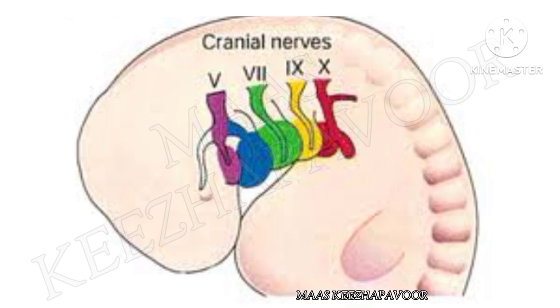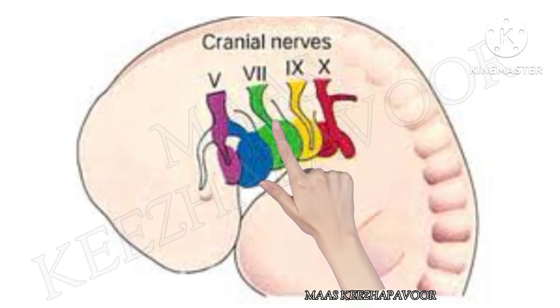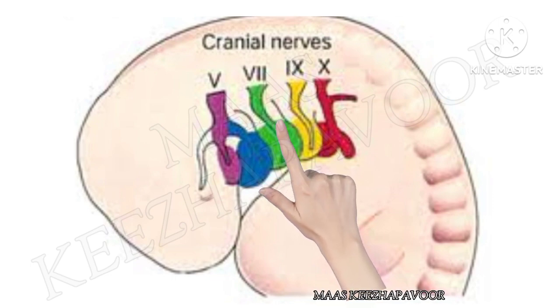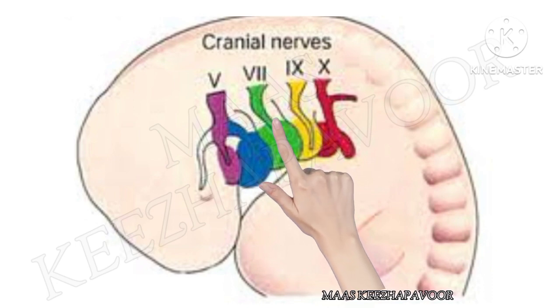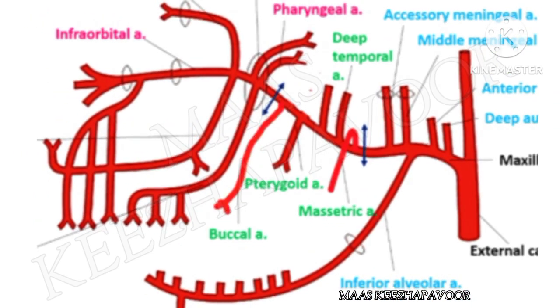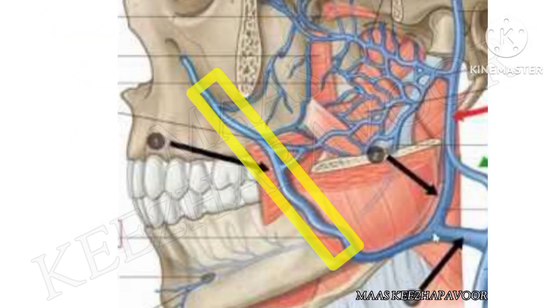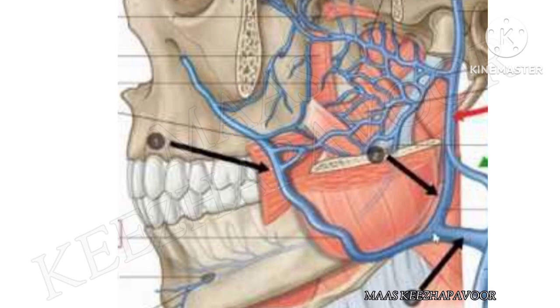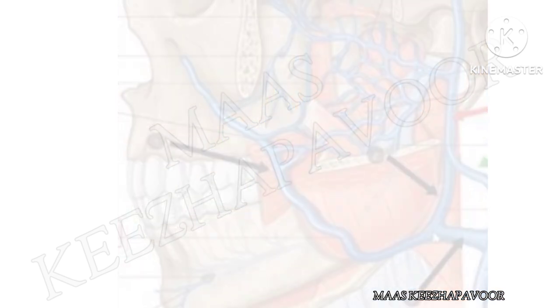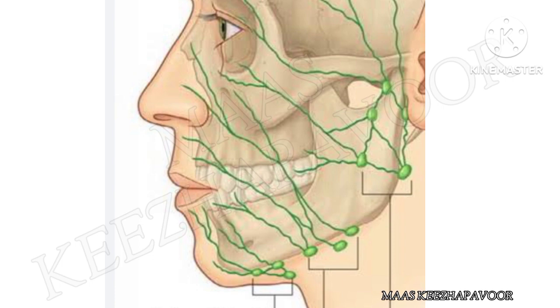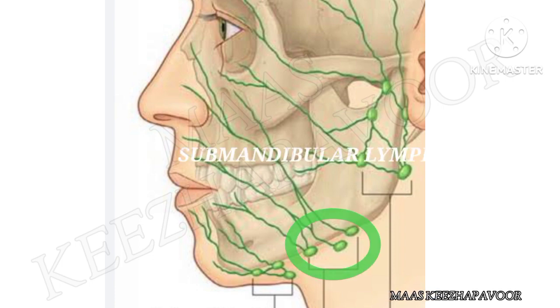Buccinator is developed from the second pharyngeal arch and hence the buccal branches of facial nerve innervate the Buccinator muscle. The buccal branch of maxillary artery and the anterior facial vein are the vascular supply to the Buccinator muscle. Lymphatic drainage is by the submandibular group of lymph nodes.